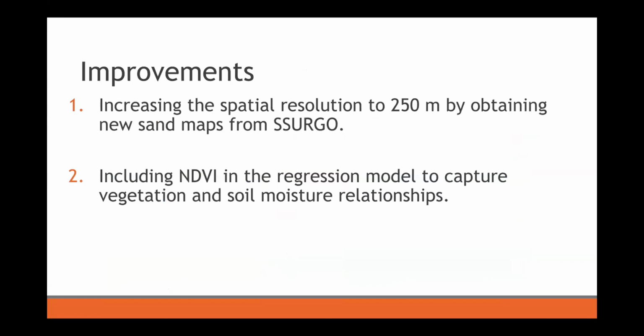We were able to test two improvements that we can make to this mapping system. And the first one was to increase the spatial resolution from 800 to 250 meters. And that just requires us to get some new maps from the SURGO database. And the second improvement, we included NDVI as a new regressor. So we wanted to see if we could capture some of the vegetation and soil moisture relationships. And NDVI, we got it from MODIS. That's why we use the 250 meter from the sand map as well.